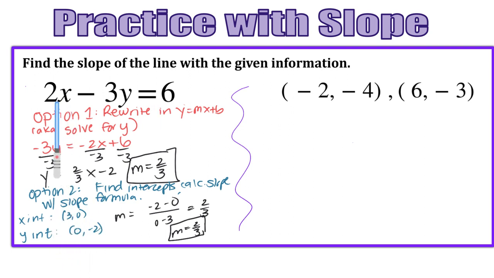Then I can find my y-intercept by plugging in 0 for x. -3y equals 6, so y is -2. And then we can use that slope formula.